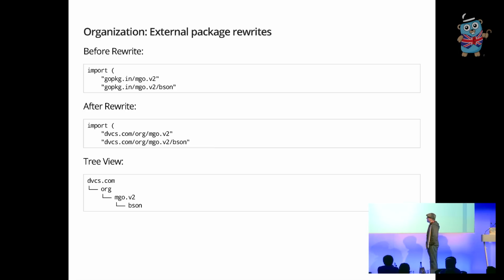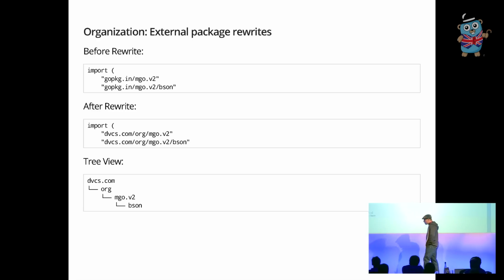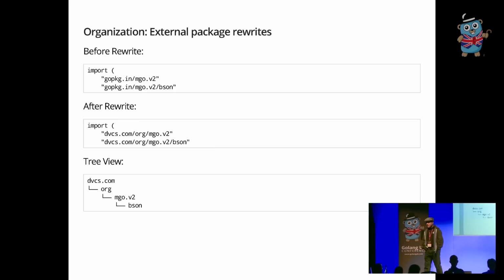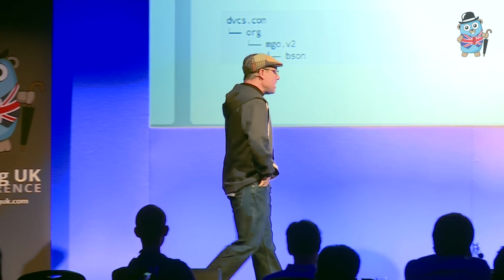But these import paths are pretty small. They're simple. Everything's tied to the organization. So if I were to just look on disk, and this was the only project I was working on, I should just see the dvcs.com/org, and I've got everything there in one place. So it's easy to work with.